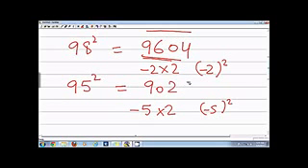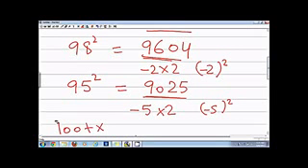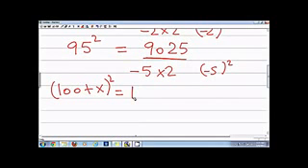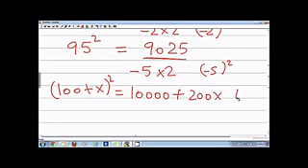Now this is not magic, so there is a proof for this trick. For example, if we have 100 plus x and we want to take the square of this number, we can see it's 10000 plus 200x plus x squared. If you look at this equation, it looks very close to my trick.